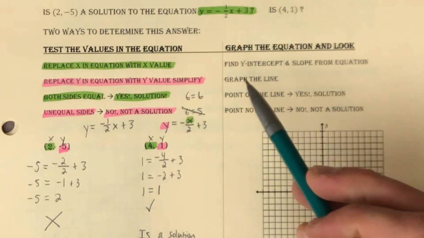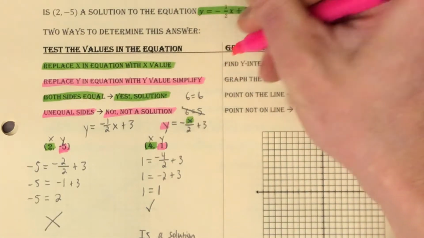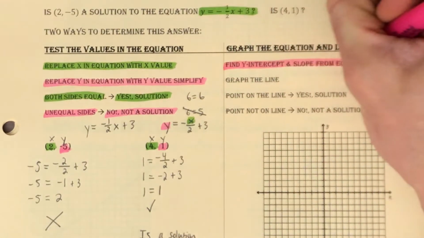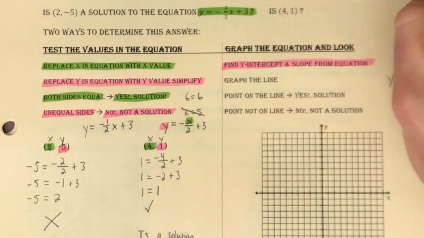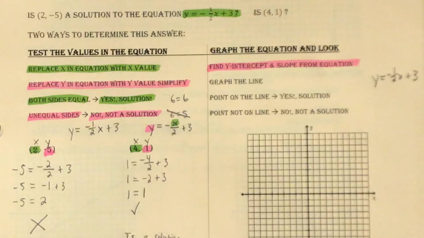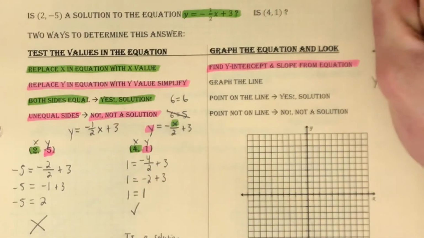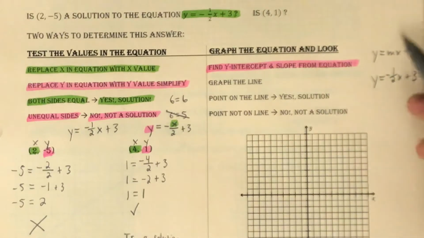So the first thing we want to do in order to do that is find the y-intercept and the slope from the equation. Remembering our equation is y equals -1/2 x plus 3. That's the equation that we had. All right, let me move that over so we can see it. There we go. Remembering that this is in slope-intercept form, y equals mx plus b, where m is our slope and b is our y-intercept. So we would do that first.